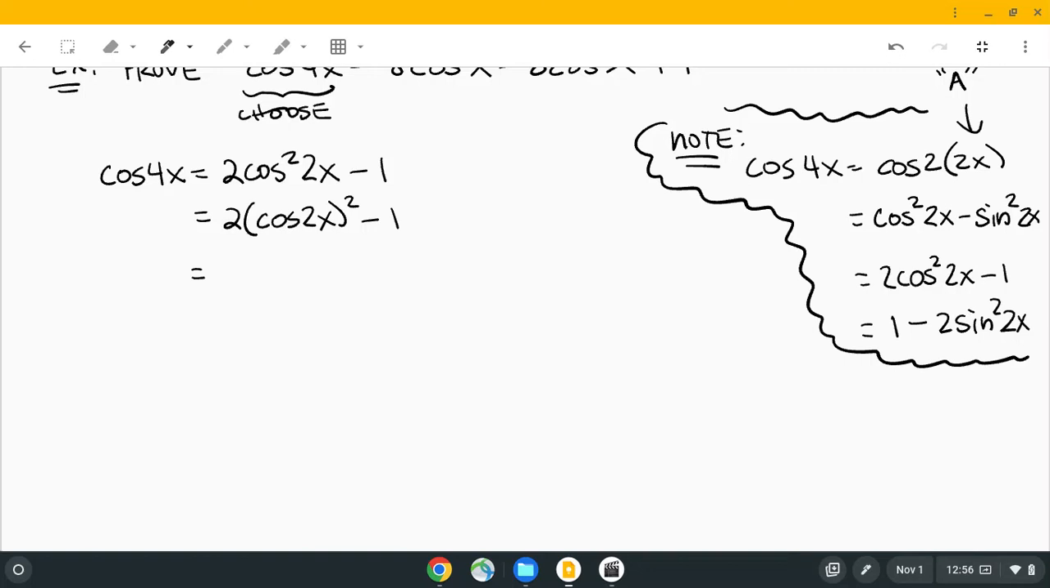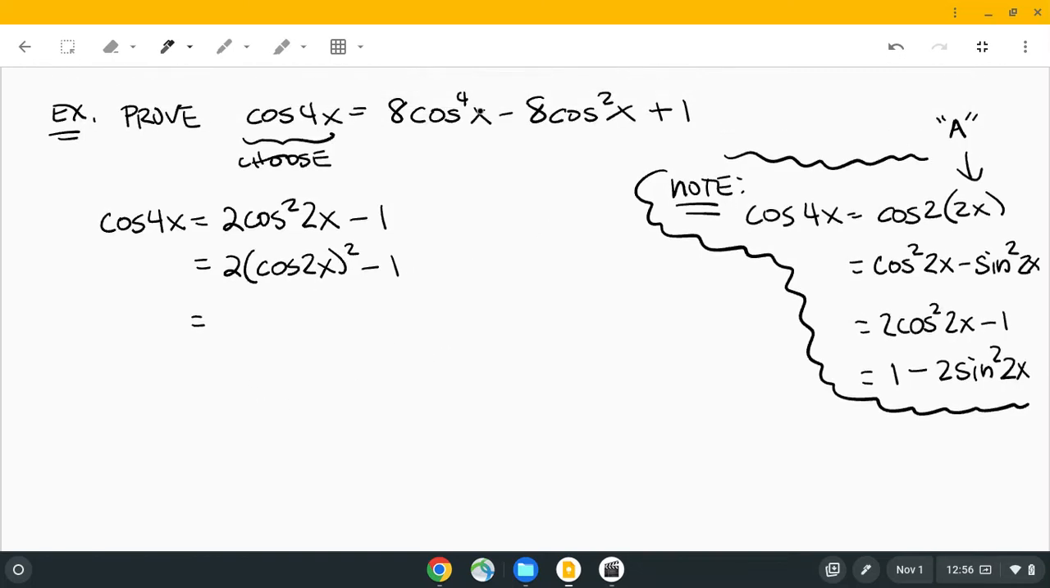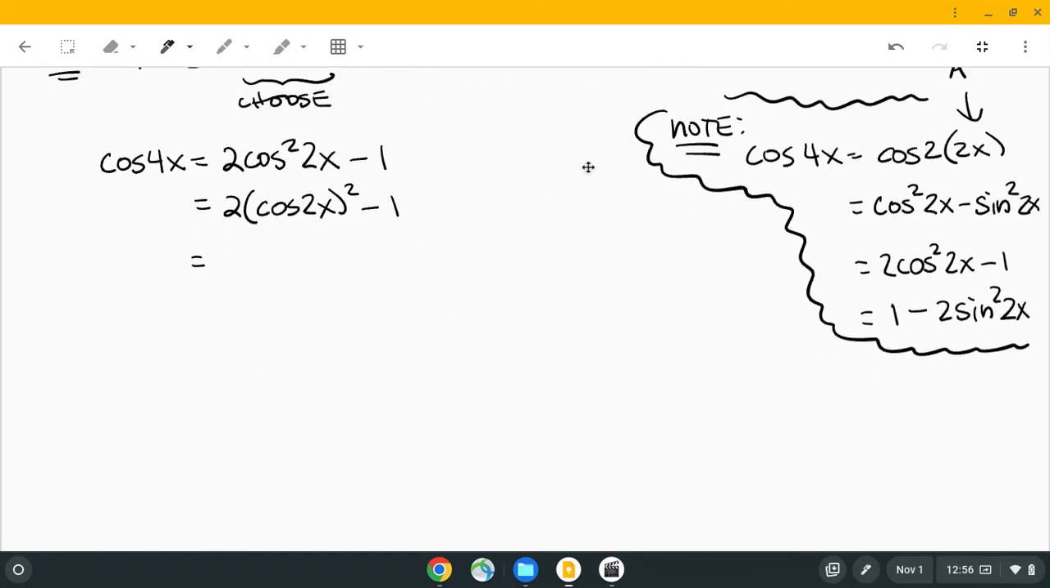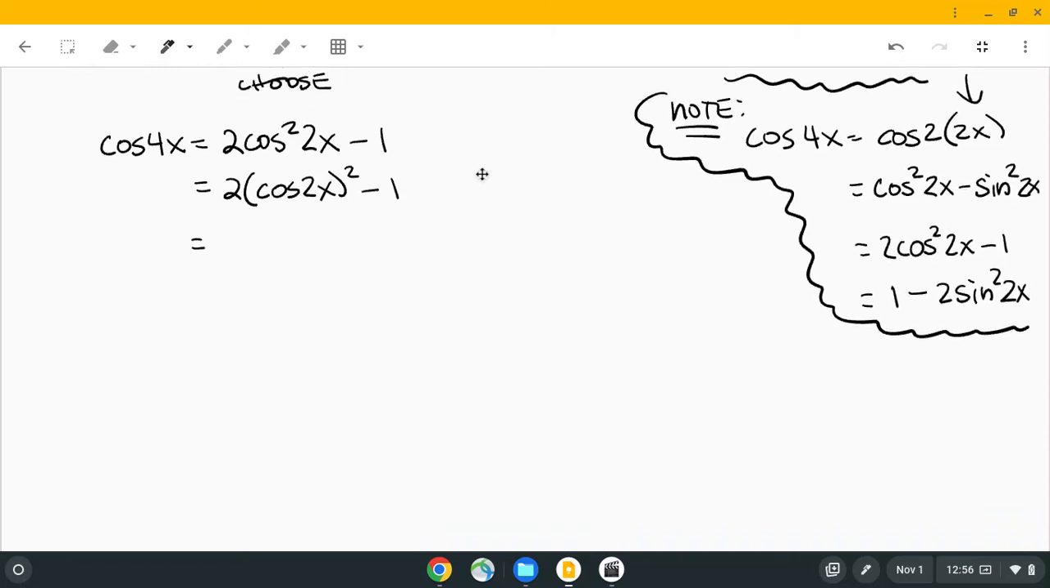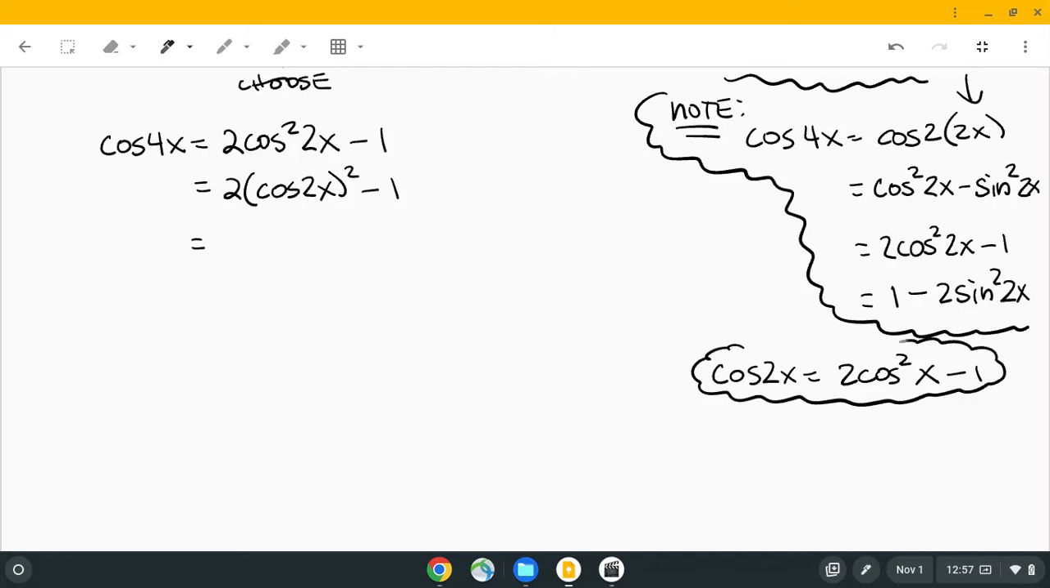And I want to get rid of this 2x because these need to be in terms of x. So now I'm going to use the original double angle formula, the one that says cosine 2x is 2 cosine squared x, single x, minus 1. So 2 times the quantity 2 cosine squared x minus 1, squared, minus 1.